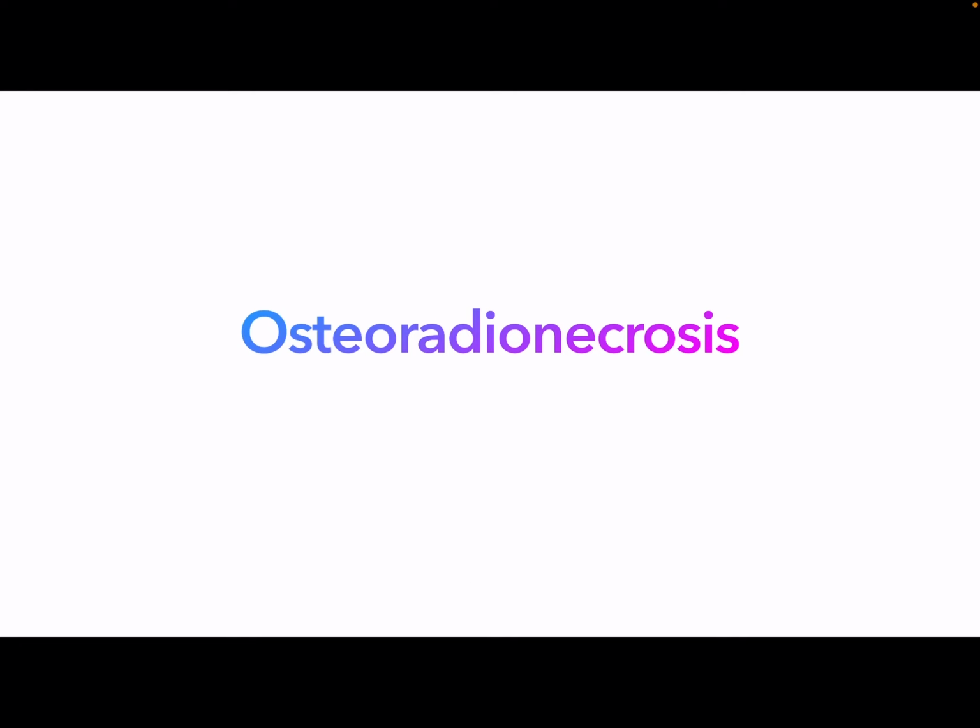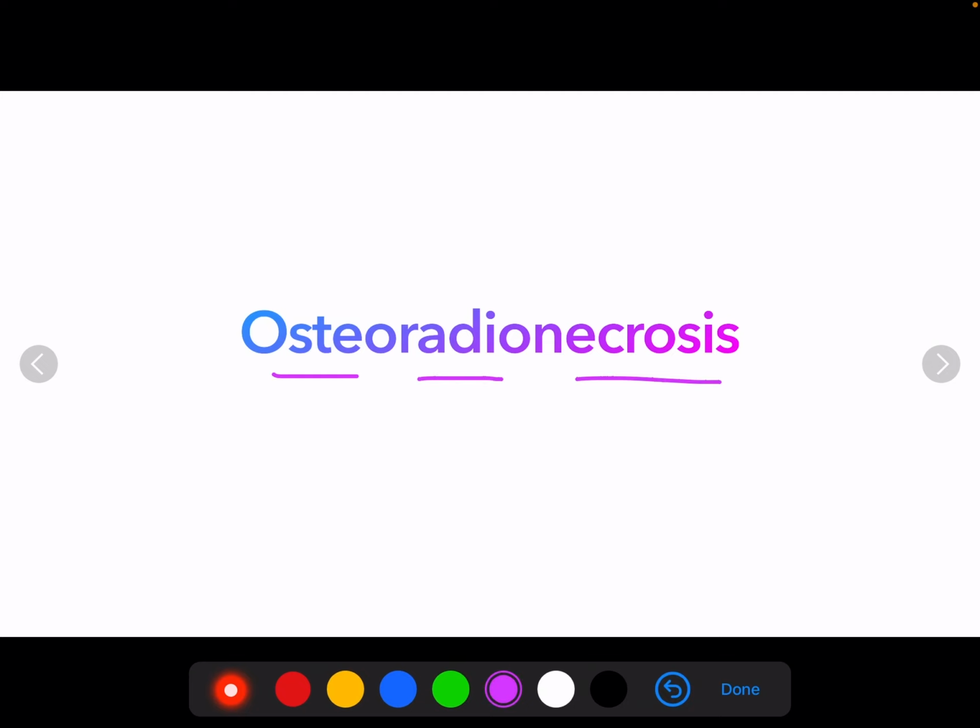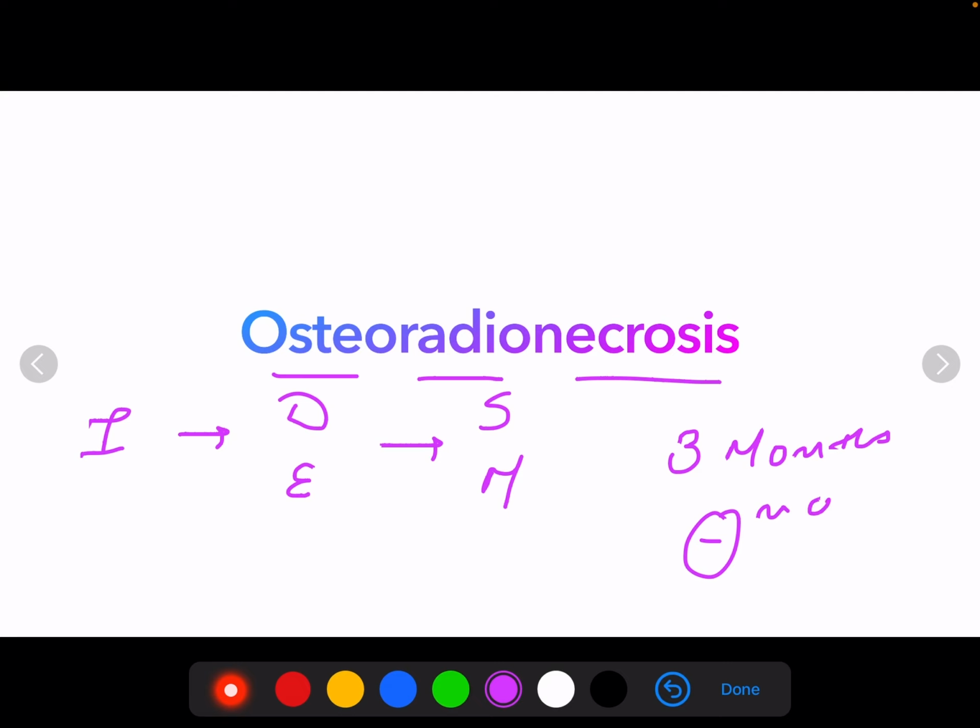Today we'll be learning about osteoradionecrosis. Osteo stands for bone, radio for radiation, and necrosis. In this, the irradiated bone becomes devitalized or exposed through the overlying skin or the mucosa, persisting without healing for 3 months, that too in the absence of any tumor recurrence.